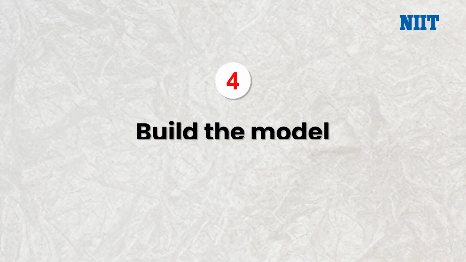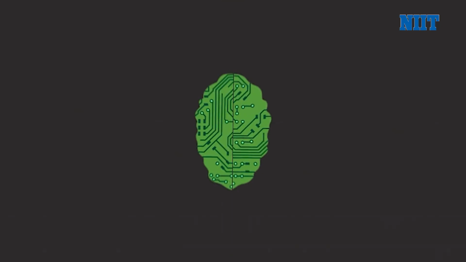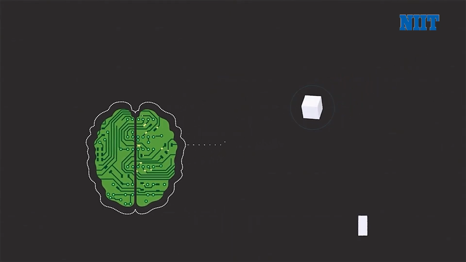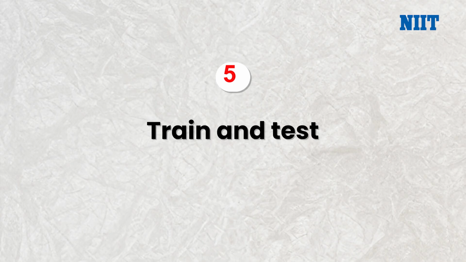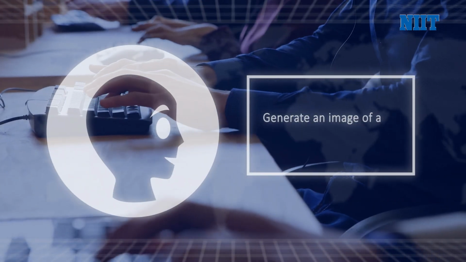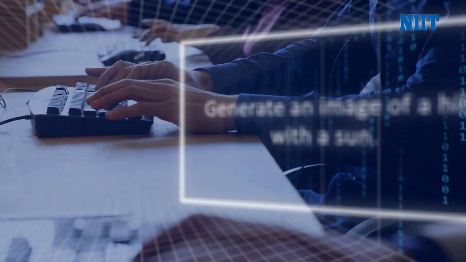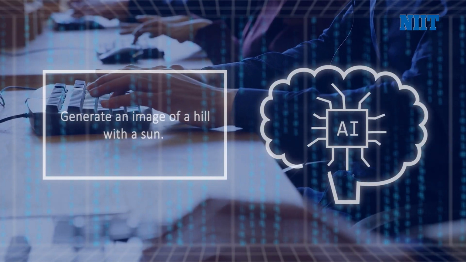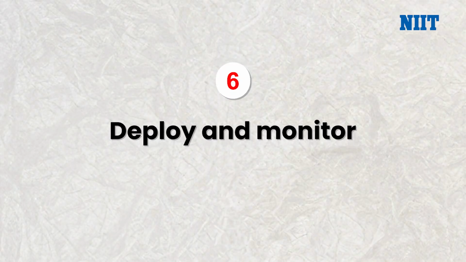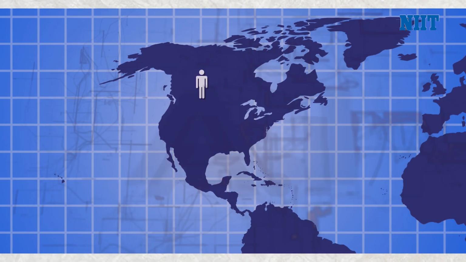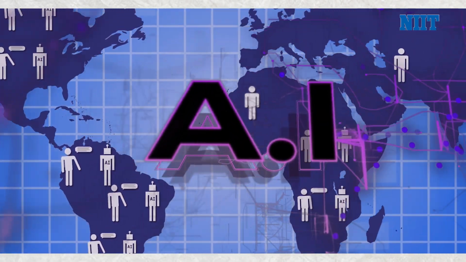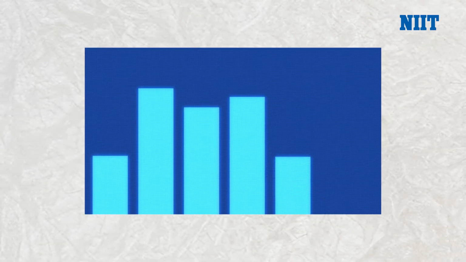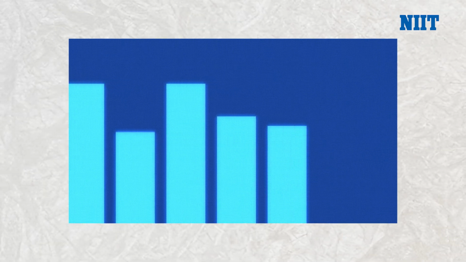And fourth, build the model. This is where you design the brain of your agent. Fifth, train and test. You teach the model using data, then test it to see how well it performs. And the last, deploy and monitor. Put your agent into the real world and keep an eye on it to make sure it keeps working well. We will explore each of these steps in more detail next.